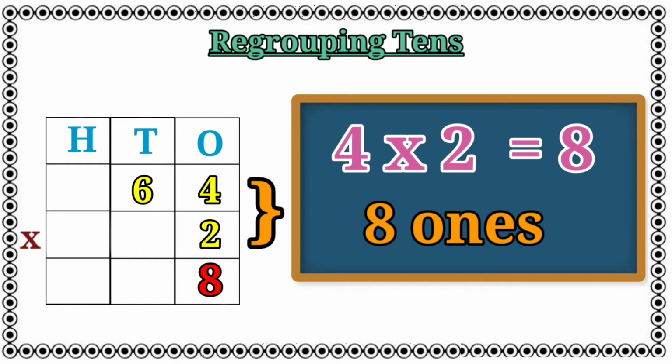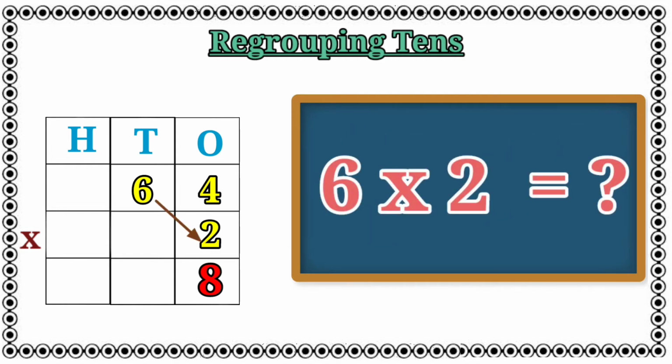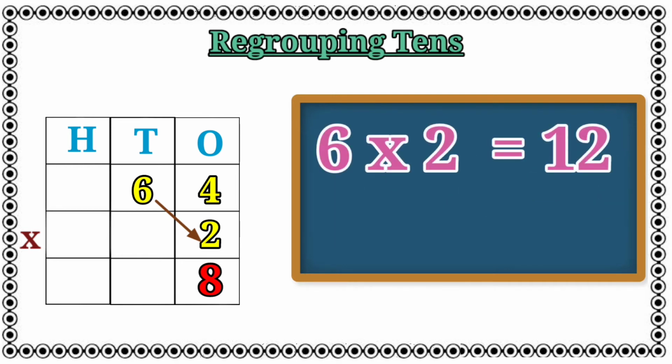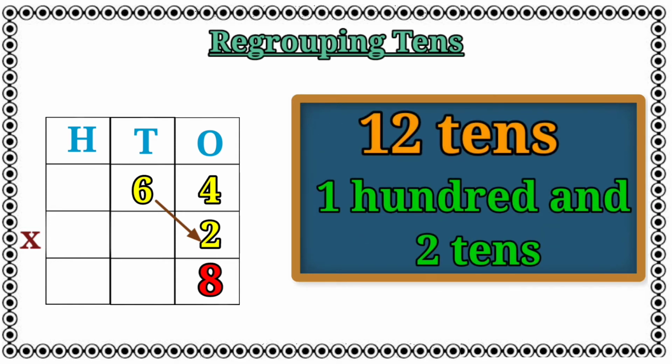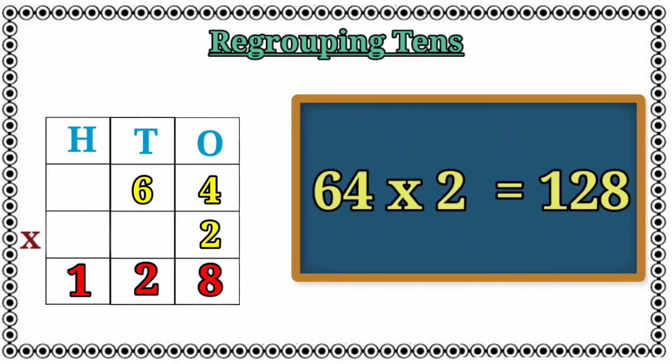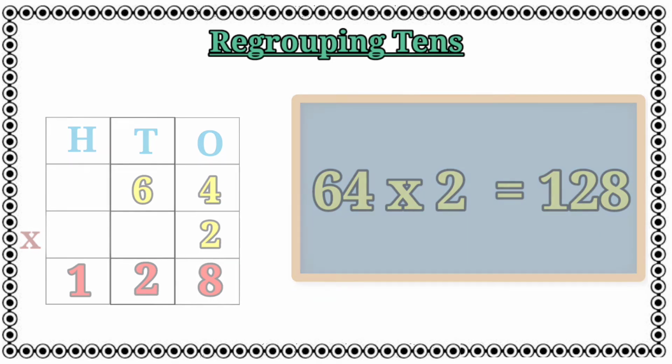Then multiply the tens column. 6 into 2. We know that 6 into 2 equals 12. Here 12 tens. 12 tens is the same as 100 and 2 tens. Let's write the number 2 in the tens column and 1 in the hundreds column. So, therefore, the product of 64 into 2 is equal to 128. Let's see the next example.